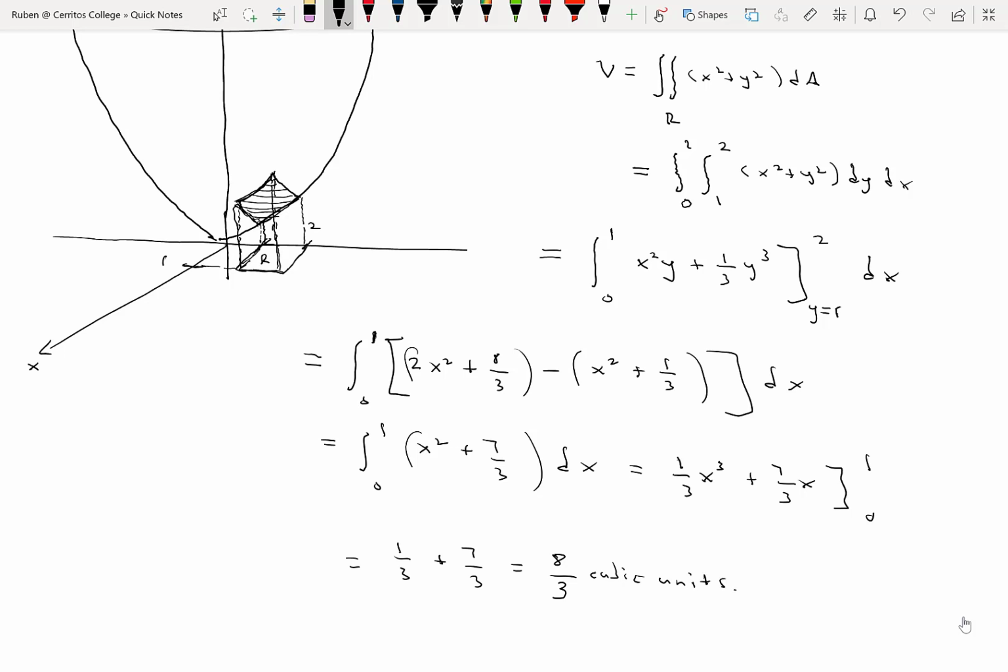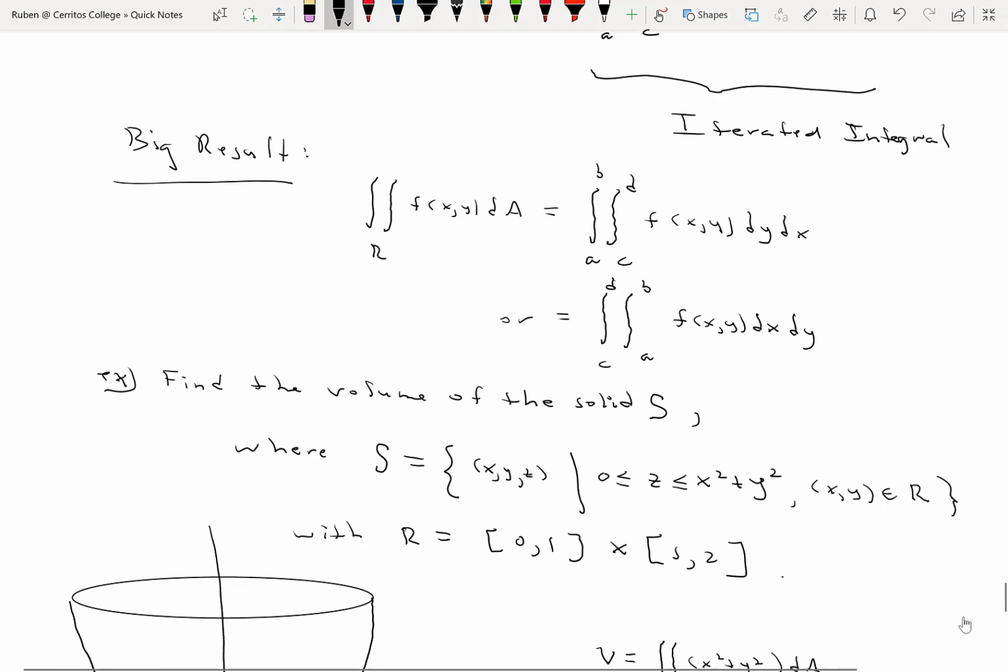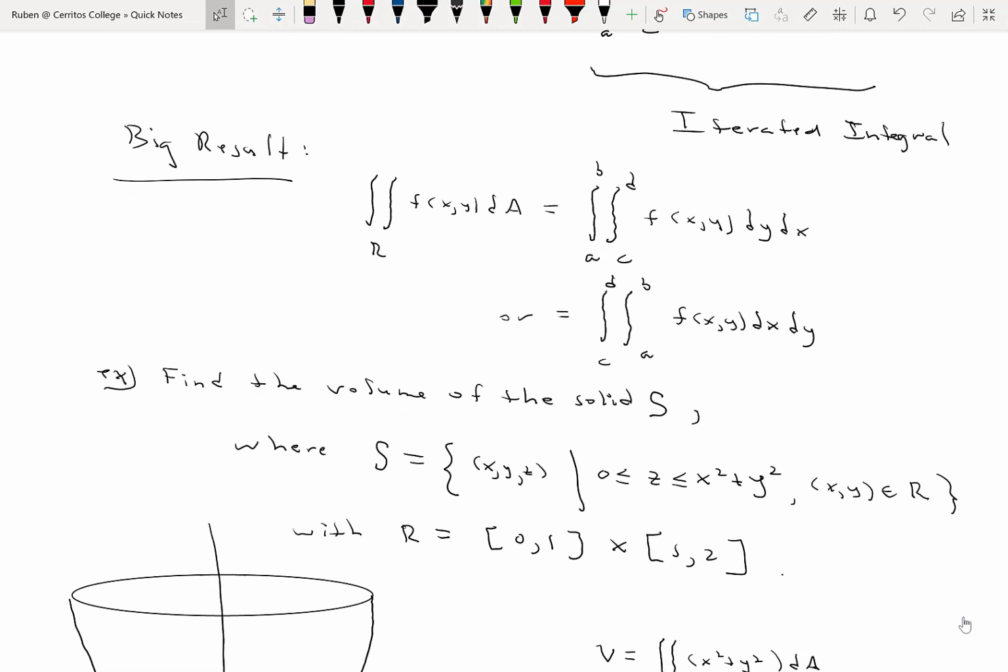Okay. Now I have one more example to end our section. I mentioned earlier in our lecture, about 10 minutes ago, that we had a big result: as long as we're integrating over a rectangle, our double integral can be converted into one of two iterated integrals, and it doesn't matter what order of integration we perform. The end result, the value, will be the same regardless of whether we integrate first with respect to y or first with respect to x.